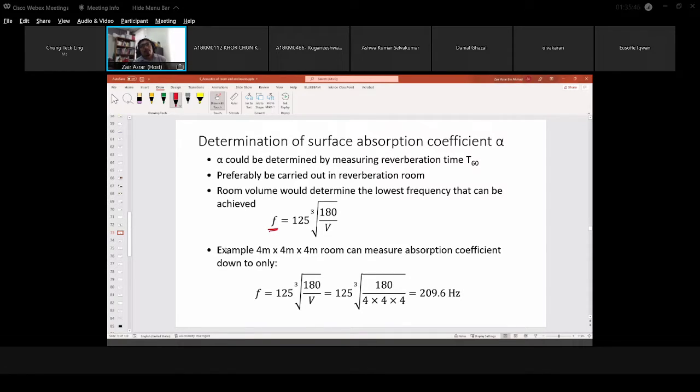Alright, so if we have a 4 by 4 by 4 room, the absorption coefficient can be measured only down to a minimum of 209.6 Hertz. Okay, we cannot measure something lower than that.